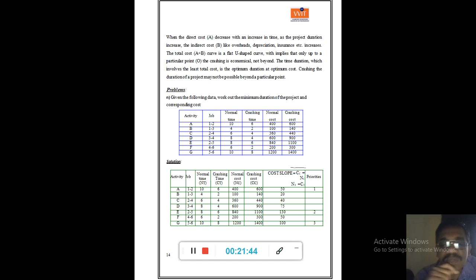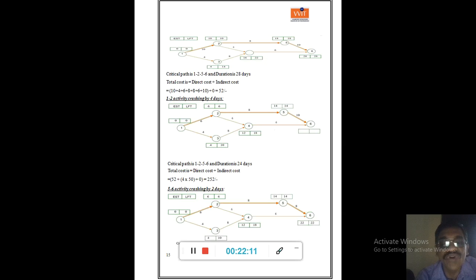Now in this problem, what are the activities that are on the critical path? If you look at this, then A, then E, then G. These three activities are on the critical path. And look at the cost slope. The minimum cost slope is for activity A, that is 50, and crash time for A is 6 and normal time is 10. 4 days we can crash.